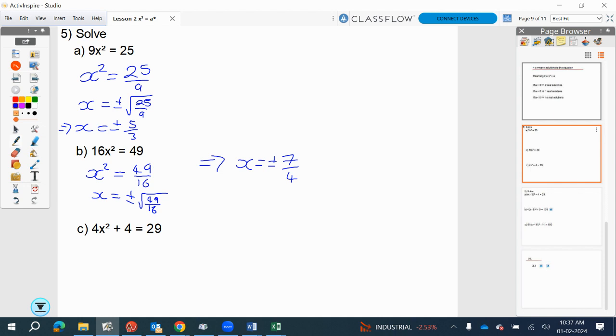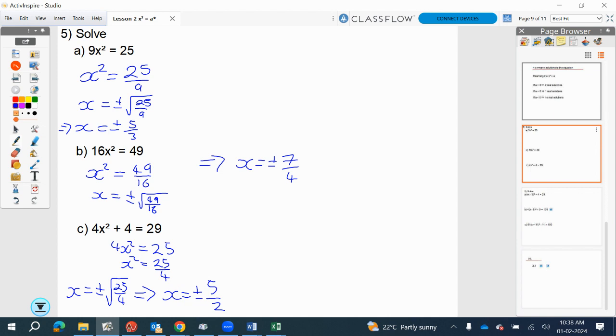We need to rearrange to the characteristic equation. What do we do first? Subtract 4. That will give us 4x squared equals what? 4x squared equals 25. Then we divide by 4. X squared equals 25 over 4. And you do x equals plus minus the square root of 25 over 4. And what do you get as your solution? X equals plus minus 5. Excellent. Okay, last slide.